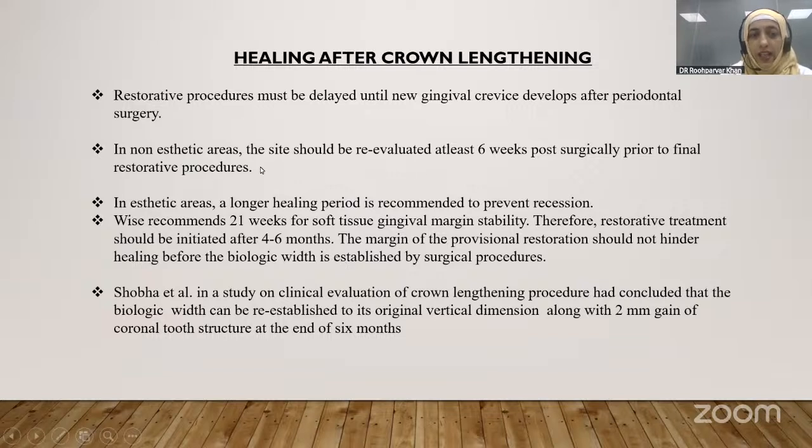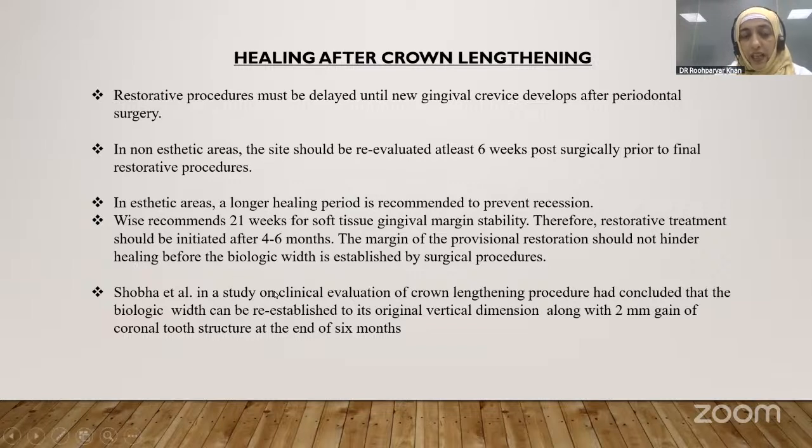In non-aesthetic areas, the site should be re-evaluated 6 weeks post-surgically prior to restorative procedures, as I explained earlier. That is, after crown lengthening or any surgical procedure, restoration should be postponed for at least 6 weeks to maintain good periodontal health. In aesthetic areas, a longer healing period is recommended to prevent recession. Wise recommends 21 weeks for soft tissue gingival margin stability. Therefore, restoration should be initiated after 4 to 6 months. That means before giving the final restoration, you have to give a provisional restoration for 4 to 6 months. Once this period has elapsed, we give the final restoration to get good marginal integrity.